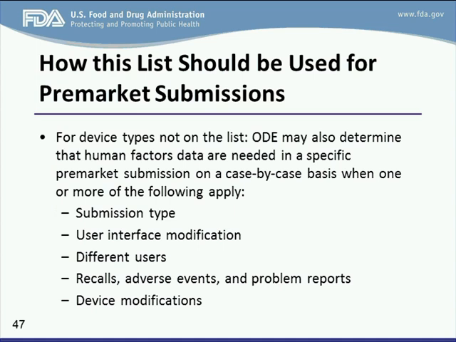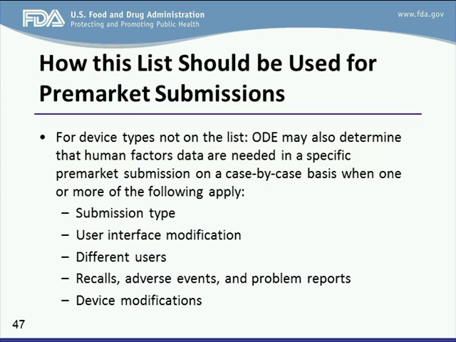Now, the second one is, I'm going to talk about the device is not on the list. So if your device is not on the list, and the results of a risk analysis indicate that if users fail to perform a critical task, or do not perform a task at all, and it could or would lead to harm, then you are required to submit the human factors data and a report based on Appendix A of our final guidance release.